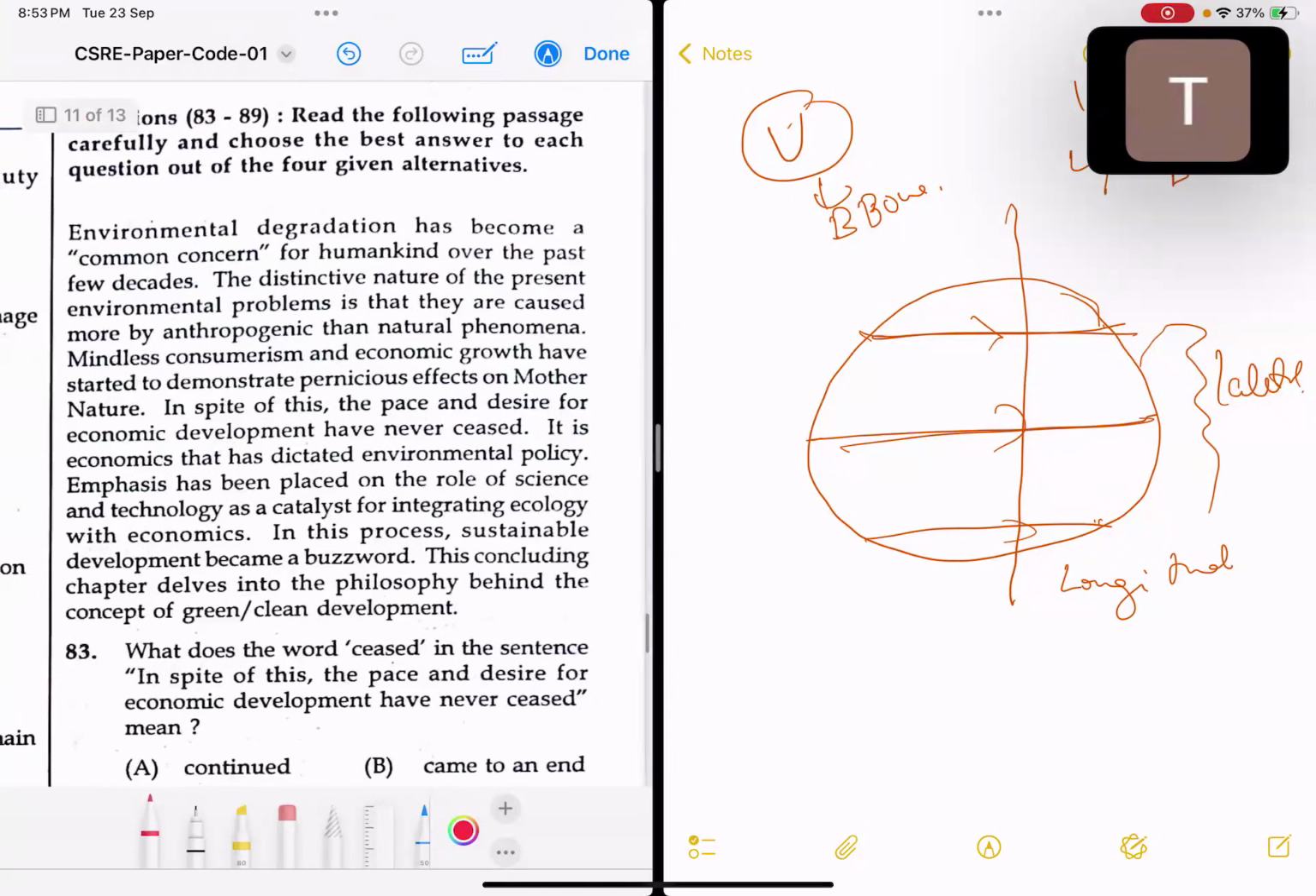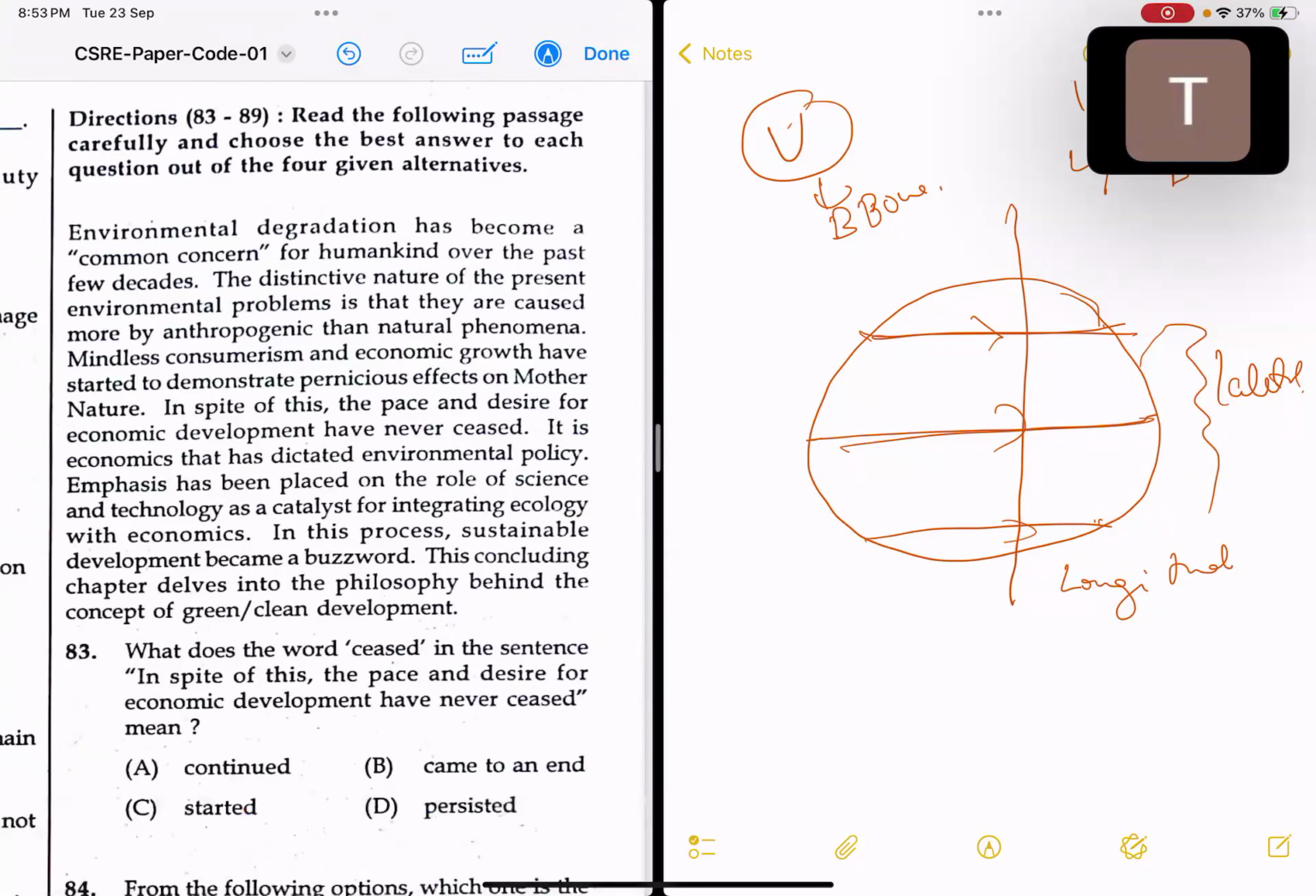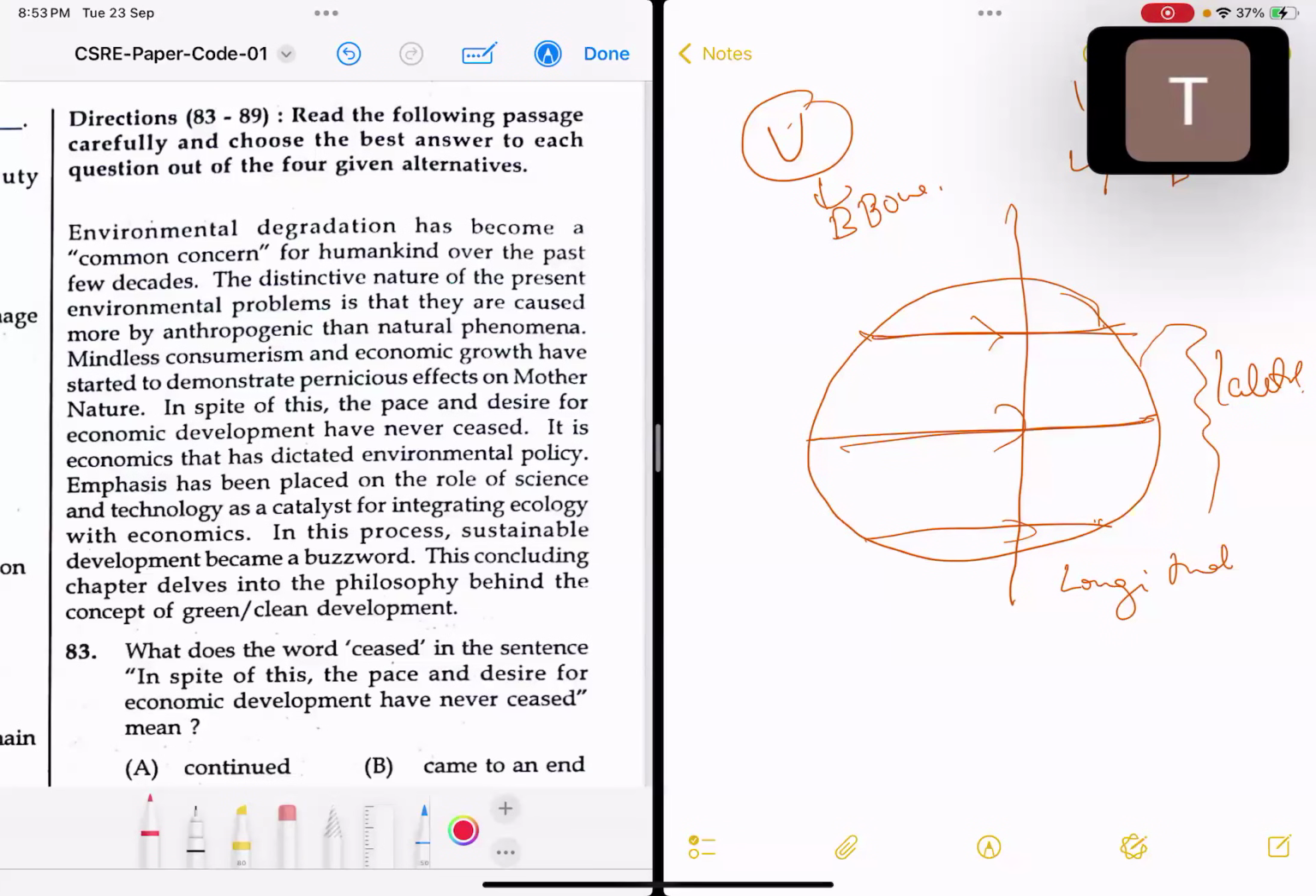Now let's come to the next passage. It talks about the issue of environmental degradation and the concept of sustainable development. It says that environmental degradation has become a common concern for humankind over the past few decades. The distinctive nature of the present environmental problem is that they are caused more by anthropogenic than natural phenomena. Mindless consumerism and economic growth have started to demonstrate pernicious effect on Mother Nature. In spite of this, the pace and desire for economic development have never ceased. It is economics that has dictated environmental policy.